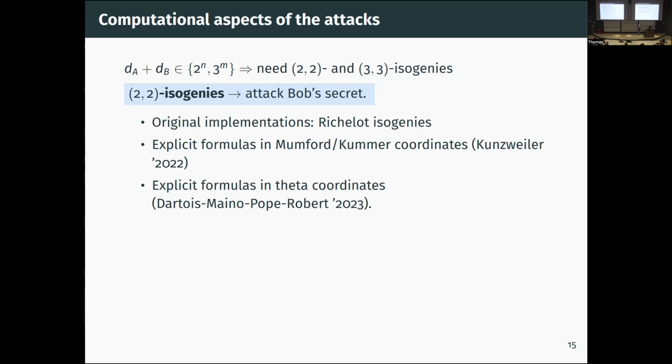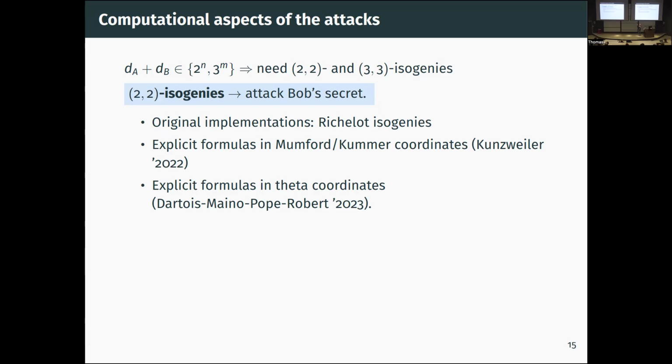Okay, so how can this be done? For 2-2 isogenies, in the original implementation of the attack, this had been done using the so-called Richelieu correspondence. These were not explicit formulas, but it still required some computations, and especially a small Gröbner basis computation to evaluate these maps. And shortly after, there appeared some papers on how to do those kinds of computations just using explicit formulas, in either Mumford or Kummer coordinates.